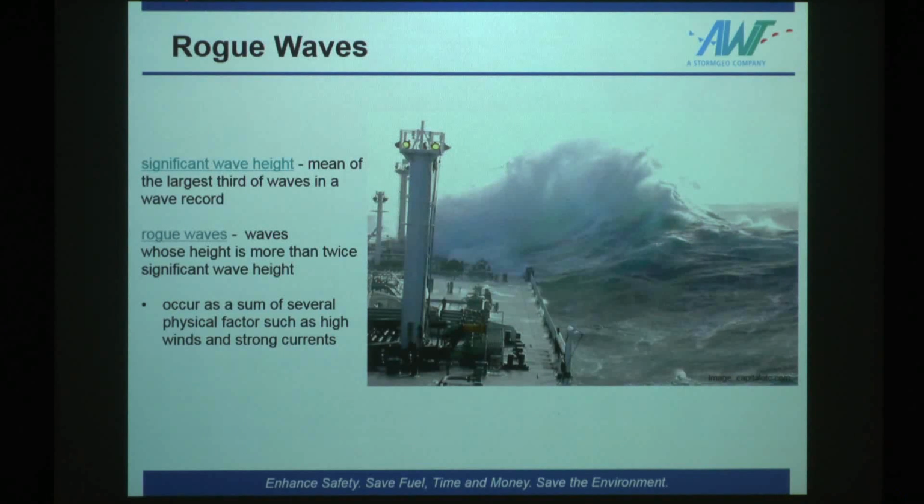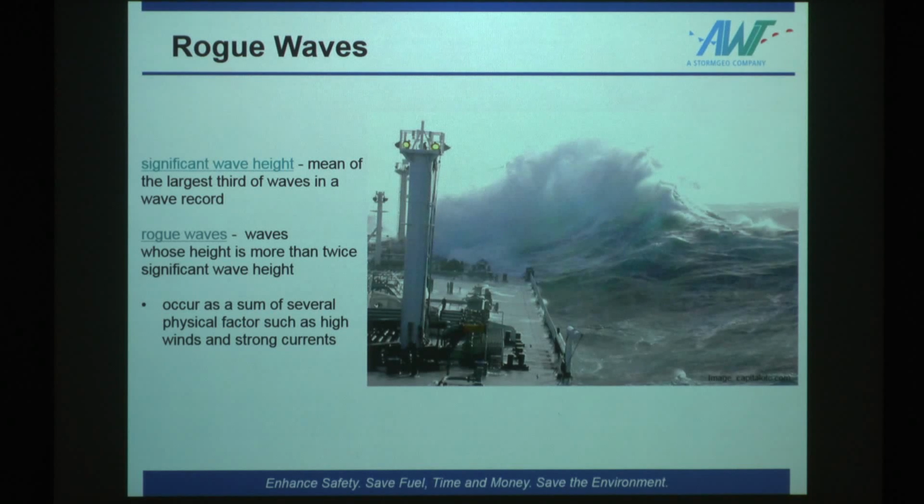Moving on to this specific type of wave that can be very dangerous to ships, namely rogue waves. And here are a few definitions for those of you who are not familiar with this type of wave. So a rogue wave is defined as a wave, the height of which is more than twice the significant wave height. And the significant wave height is the mean of the largest third of waves in a wave record.